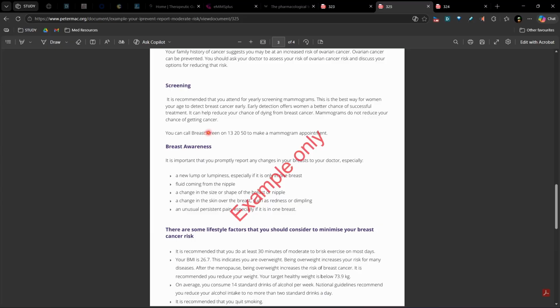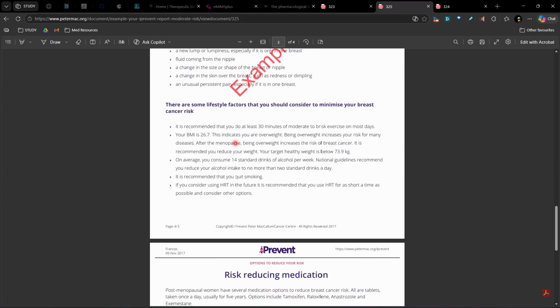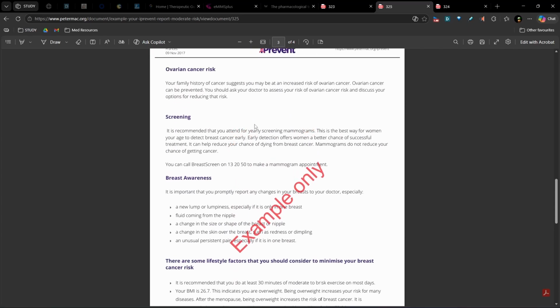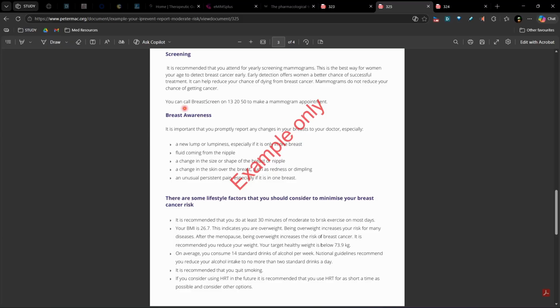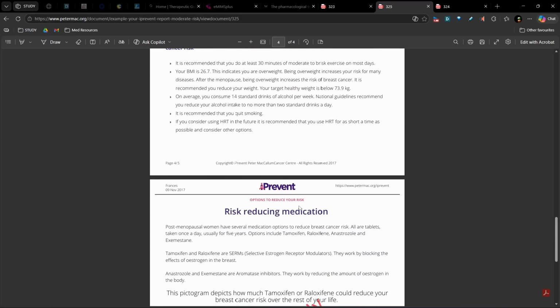They provide information about screening. So this lady is 60 years old at moderate risk. And so iPrevent has actually recommended them to have yearly screening mammograms. If you follow the Breast Screen Victoria recommendations for a moderately risk woman of breast cancer, they would actually recommend 2 yearly mammograms from 50 to 74. But in this case, iPrevent, because it's more personalized for this woman, has actually recommended her to get yearly screening mammograms. Again, the same thing about breast awareness and lifestyle factor education to minimize the risk of breast cancer is provided.